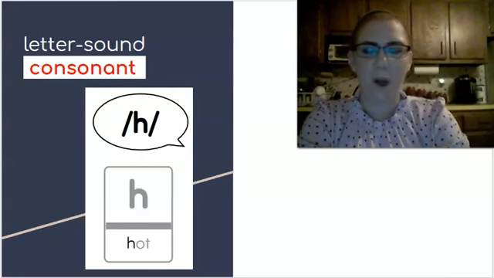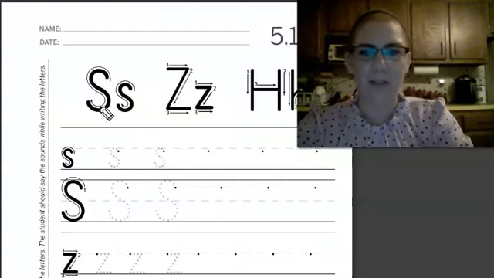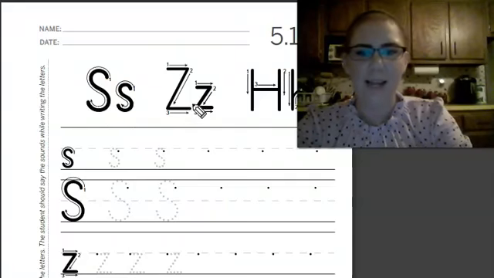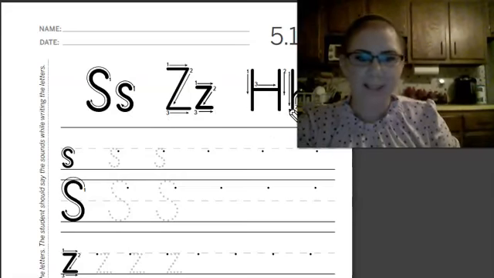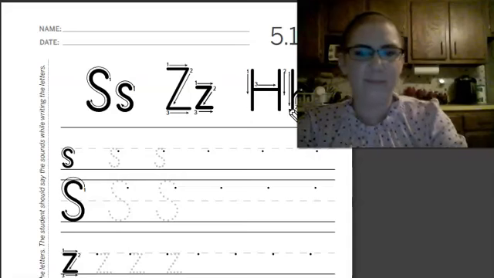Next, we're going to look at drawing these letters that we've been talking about. We've got the lower and uppercase S, Z, and H. I just want to remind you that we use the uppercase or capital letters when we're writing the word at the beginning of a sentence. Otherwise, we use the lowercase letters. But it's good to practice all of them.